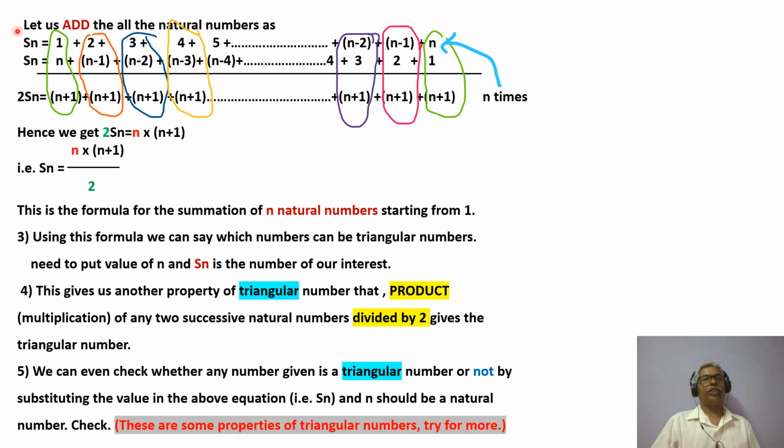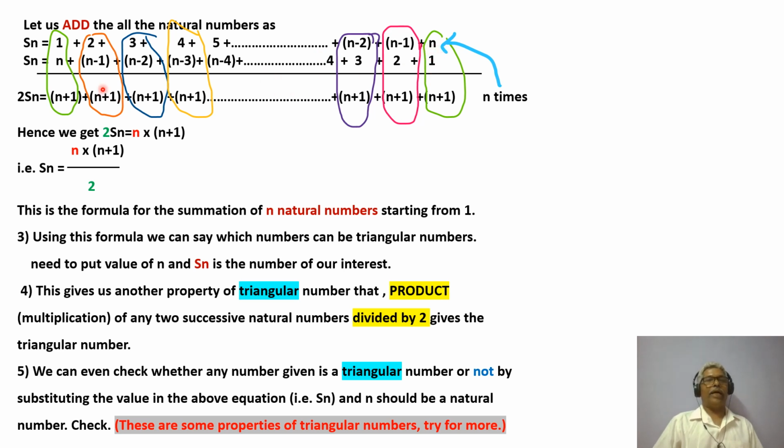So we are trying to see what the patterns of square numbers are. The first pattern is triangular numbers, and in triangular numbers we are trying to see the properties. We have seen two, and this is the third property of triangular numbers. Just take an exercise of this type. If you add 1 plus 2 plus all natural numbers till n, let the addition be Sn. Sn equals 1 plus 2 plus 3 plus 4 till n.